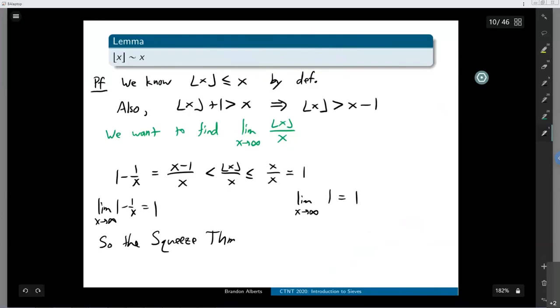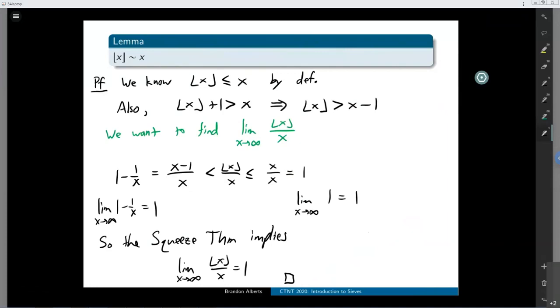So the squeeze theorem tells you that if you have a function that's bounded between two other functions, and the other two functions have the same limit, then the function in the middle must also have the same limit. And that's exactly the definition of this notion of closeness, or asymptotic. And so we've actually proven that this notion of closeness agrees with our picture in this case, that the floor function of x is really close to just the function x.